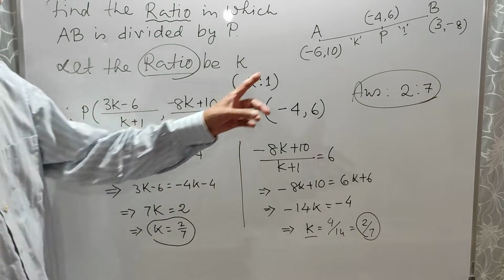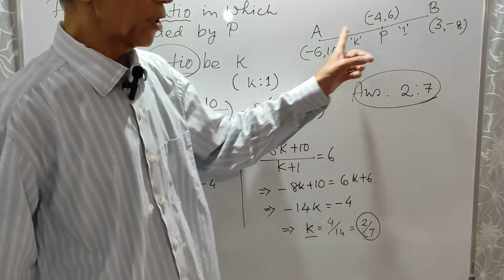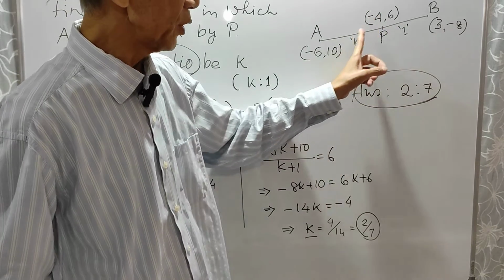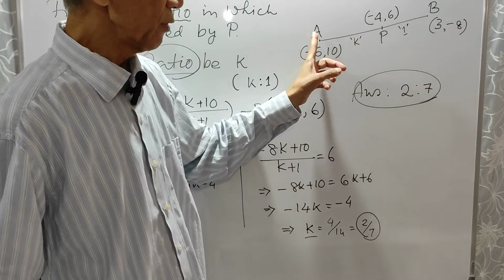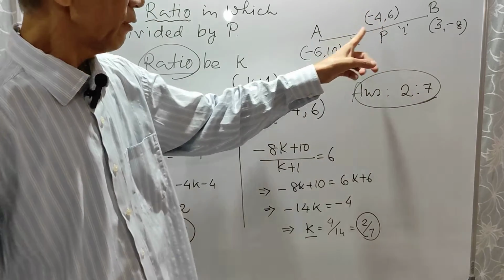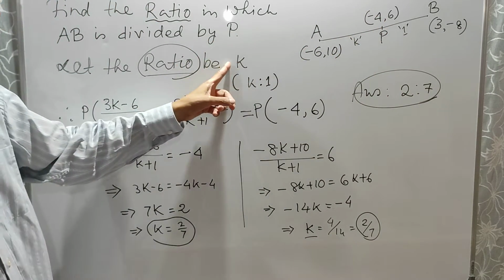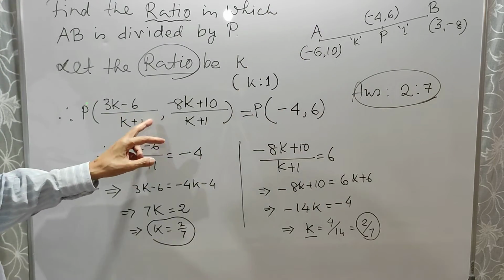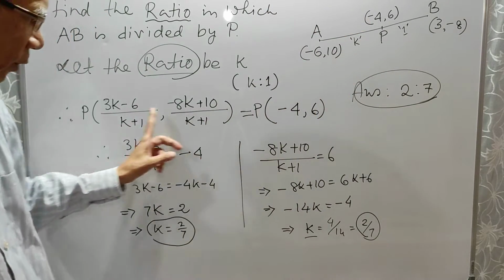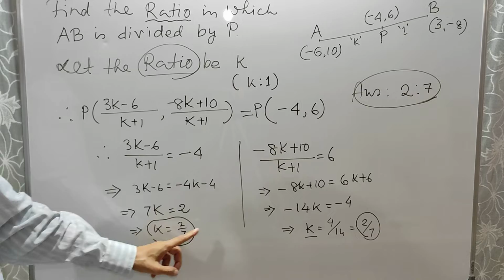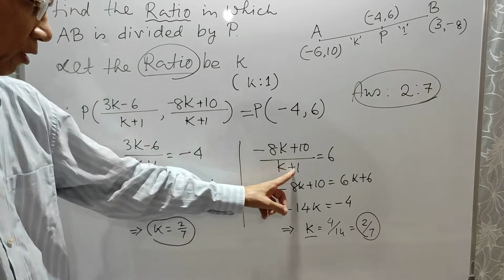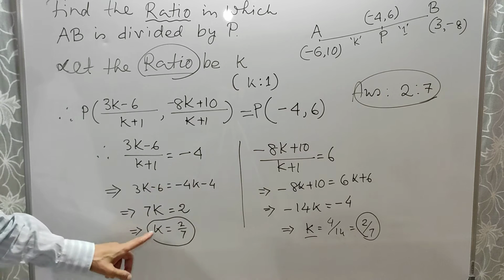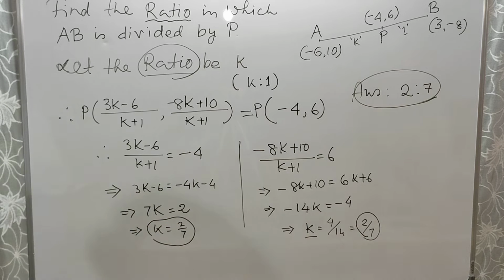So the points were given, the line was given, the point of division was given. Only we had to find the ratio in which the line is divided by that point. All right. Now the ratio we assumed k, that means k is to 1. Then using that section formula we found this, and this is given this, so we equate them. Then by solving we get the value of k on both the occasions. But in exam you do only one. Okay. So the ratio is 2:7. That is the answer.